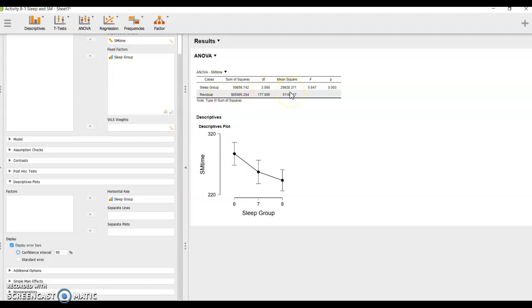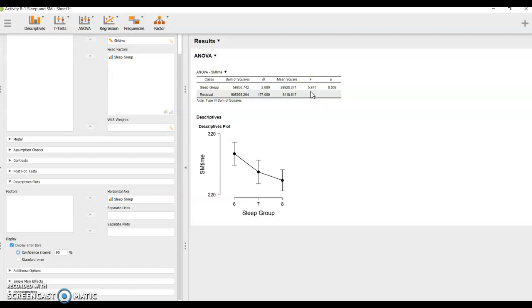Okay? So we would expect, if our treatment has an effect on your dependent measure, that our mean square for the treatment will be bigger than the residual. Right? So for the F, what we're doing is taking the ratio of the mean square between treatments and the mean square within treatments, or residual. Okay. So the F is these two values, the mean square sleep and the mean square residual, divided by each other. Okay. So we get an F of 5.847, right?